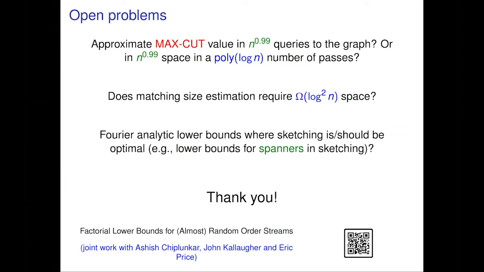But is it possible to make n to the 0.99 queries to a general graph and approximate max cut to a factor better than a half? Fair enough. Yeah. Or do that in streaming? I feel like it seems probably more of a query complexity question, right? But could also be a streaming question. Sounds good. Thanks.